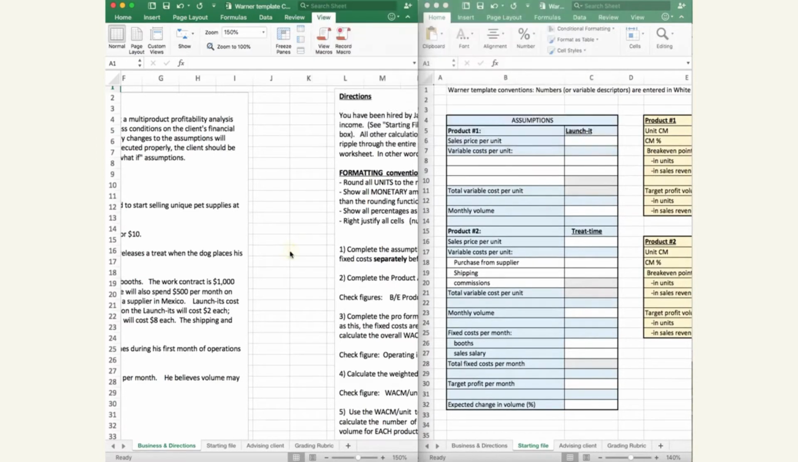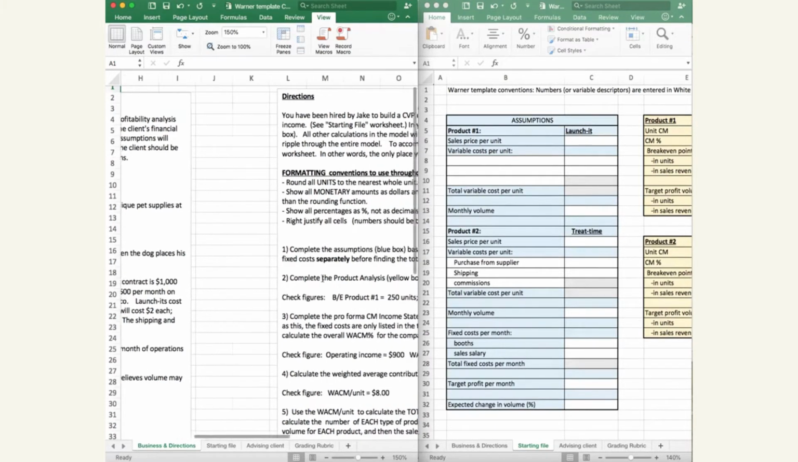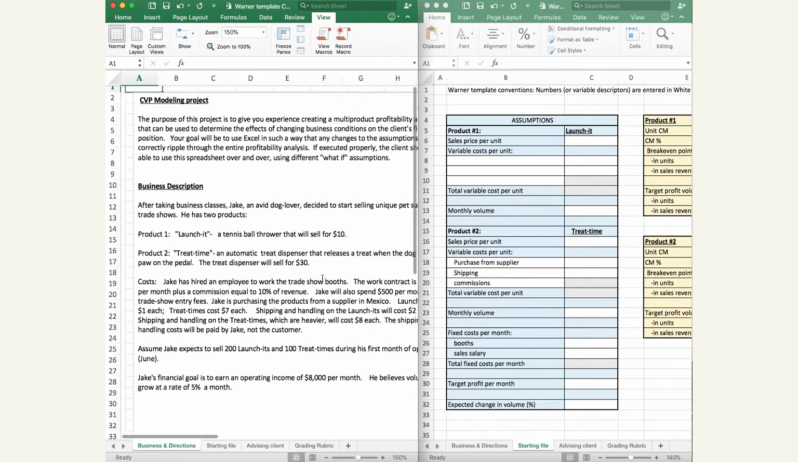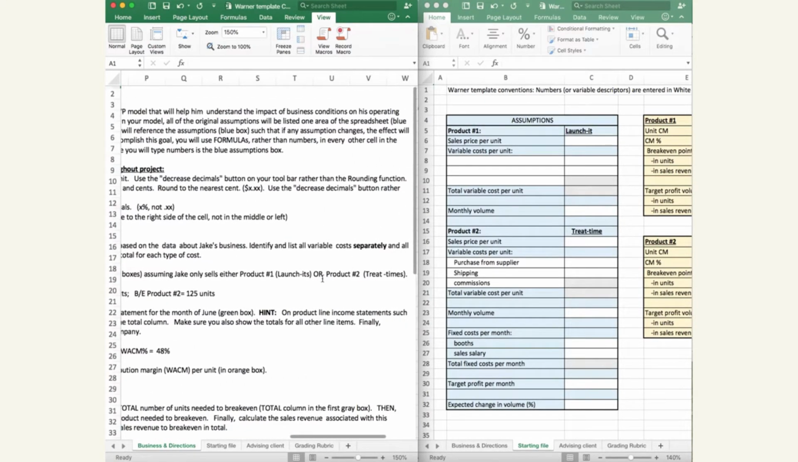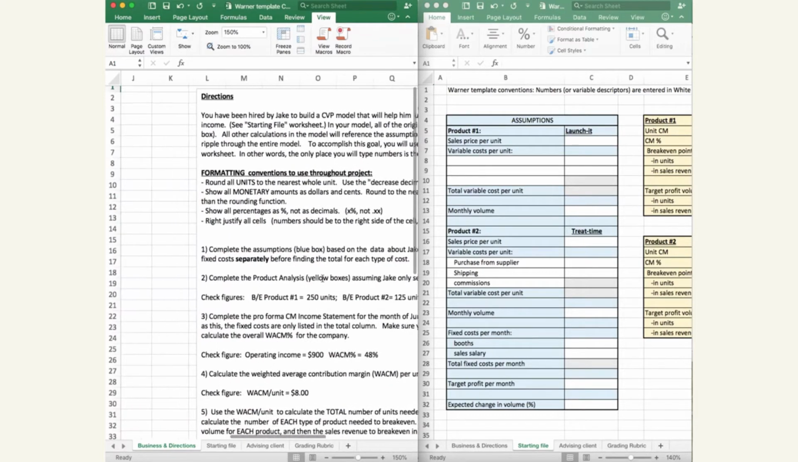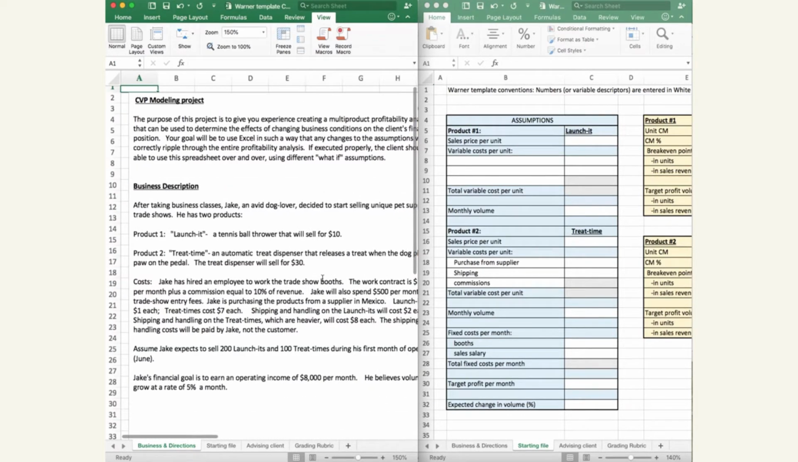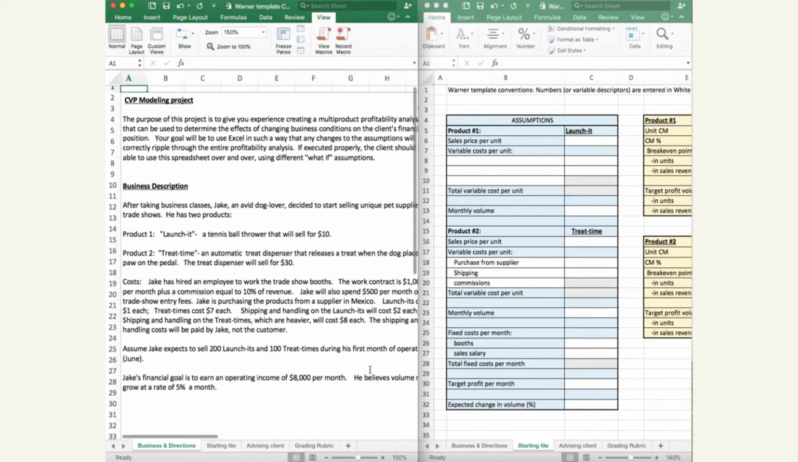So you can have two windows side by side, which is a good idea because we're going to be entering data over here, and we're going to be getting our data that we're going to enter as well as all of our hints and help over here. So that's the first thing, is you want to make sure that you have these two windows open so you can see what you're doing and enter all your assumptions.